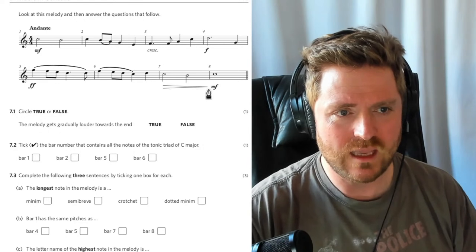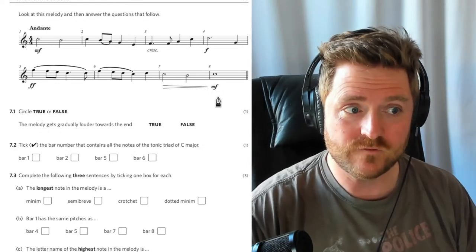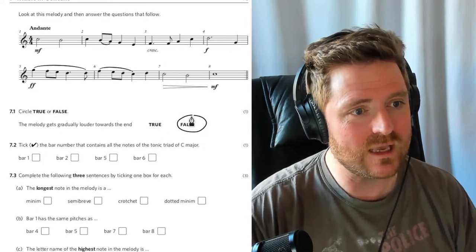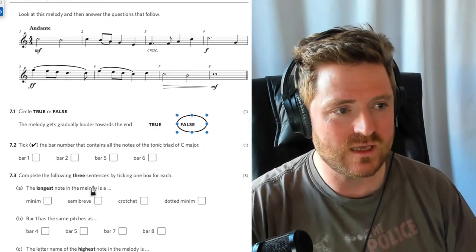And then we've got this marking here, which means get quieter, to a mezzo forte. So that isn't true. That would be a false. The melody does not get louder. It gets quieter gradually towards the end.